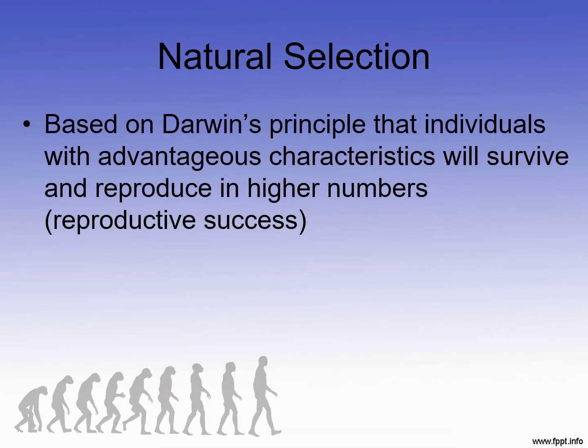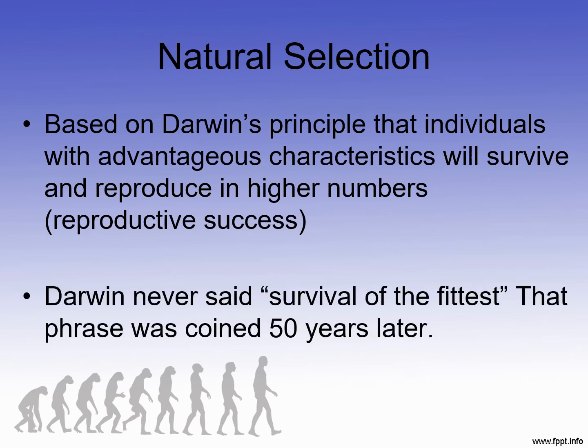So natural selection, based on Darwin's principles, says that individuals with advantageous characteristics will survive and reproduce in higher numbers, with higher reproductive success, right? That is the process of natural selection.